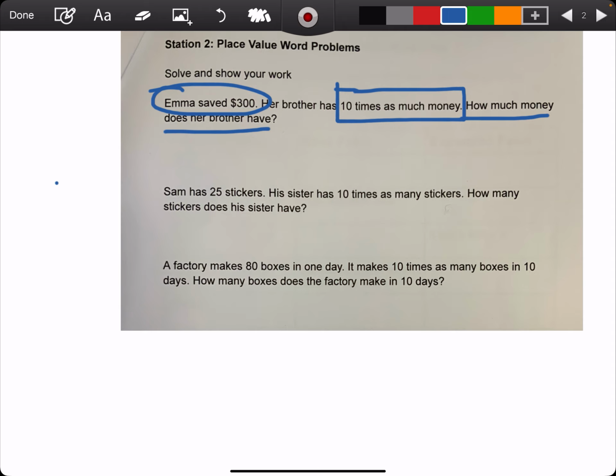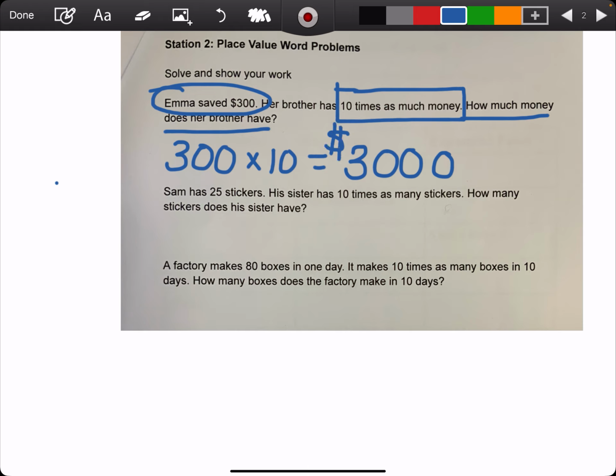I'm going to multiply because it's 10 times as much. So 300 times 10. Now, many of you I saw got this in class even without the place value chart, because they know if I'm multiplying 300 times 10, I put my 300 and just bring over that 0. So it's $3,000, to make sure you have the units.